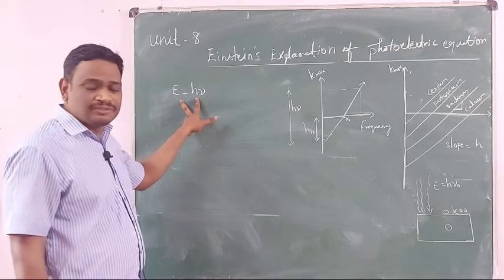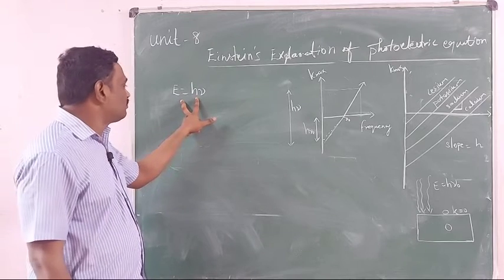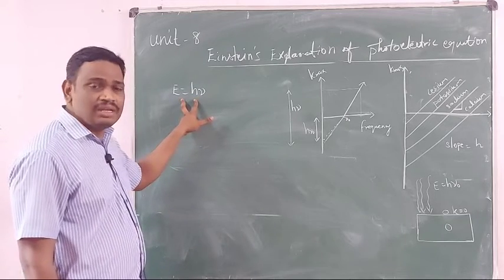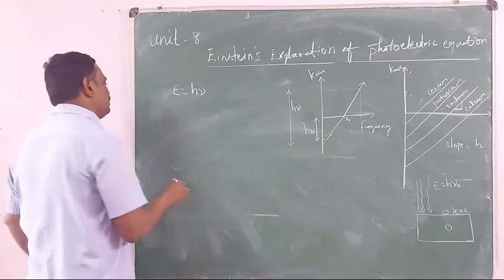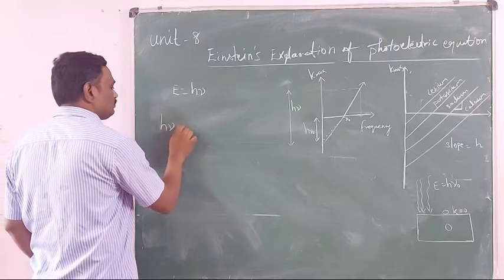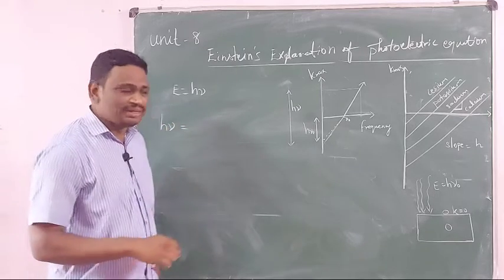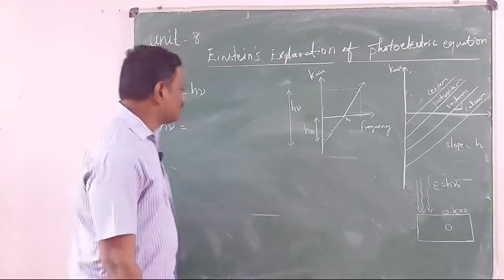Here the energy of the photon is used to eject the electron from the metal surface. How is this energy of the photon utilized in the photoelectric effect? Let us see. Here h nu is the energy of the photon. When the photon strikes the metal, it ejects the electron from the metal surface.